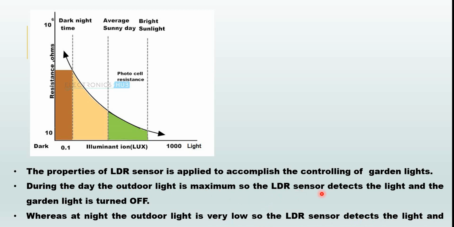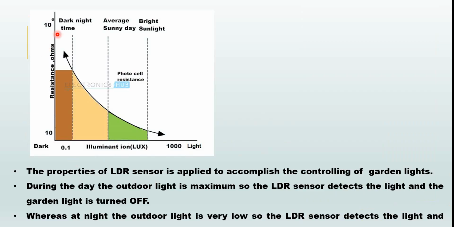So the LDR sensor detects the light, and the garden light is turned off. It senses that the light is already present, so you should turn off the light. The LDR sends the message: turn off the LED. Whereas in the night time, the LDR does not detect the light, and it turns on the LED.